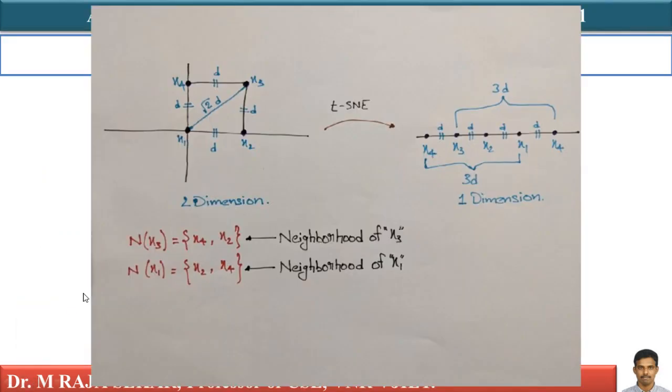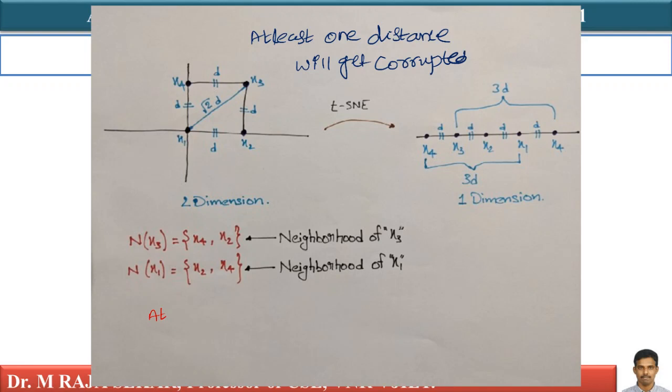That's what this initial diagram says. Just see what's happening here. At least one distance will get corrupted. That's the basic idea, isn't it? So there will be cases like this. This is proof by contradiction.